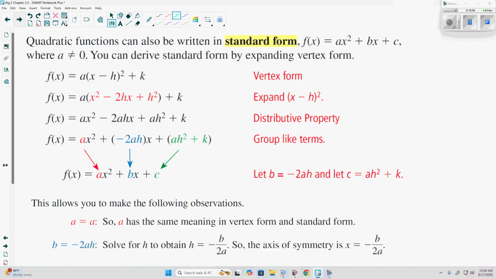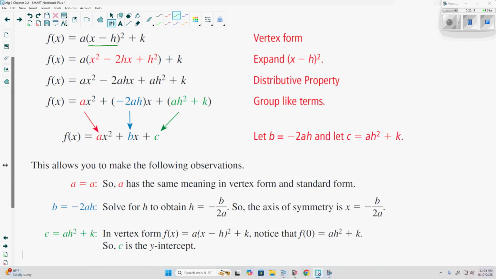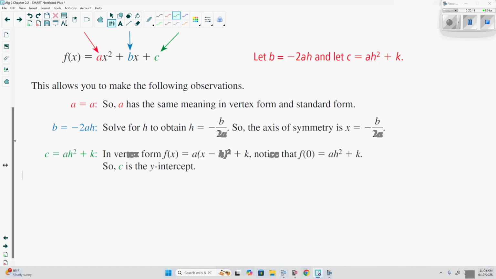Standard form, the form that you're going to see most quadratic equations in, is ax squared plus bx plus c. This is the standard form for quadratic equations. Now, the way we get to it is explained here: we're going to have to distribute x minus h out and combine like terms and do some grouping and simplifying. And we get this here, and we can relate a, b, and c to h and k to get it back to vertex form.